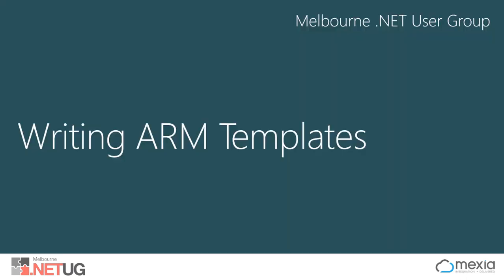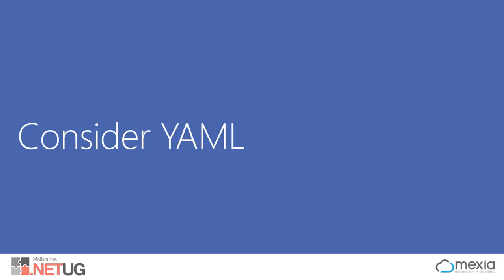So I'm going to talk about writing ARM templates first. We are talking about writing, testing, deploying, and management. The first thing is writing. Think about YAML. You know the ARM template is basically a massive JSON object, right, which has a complex structure.